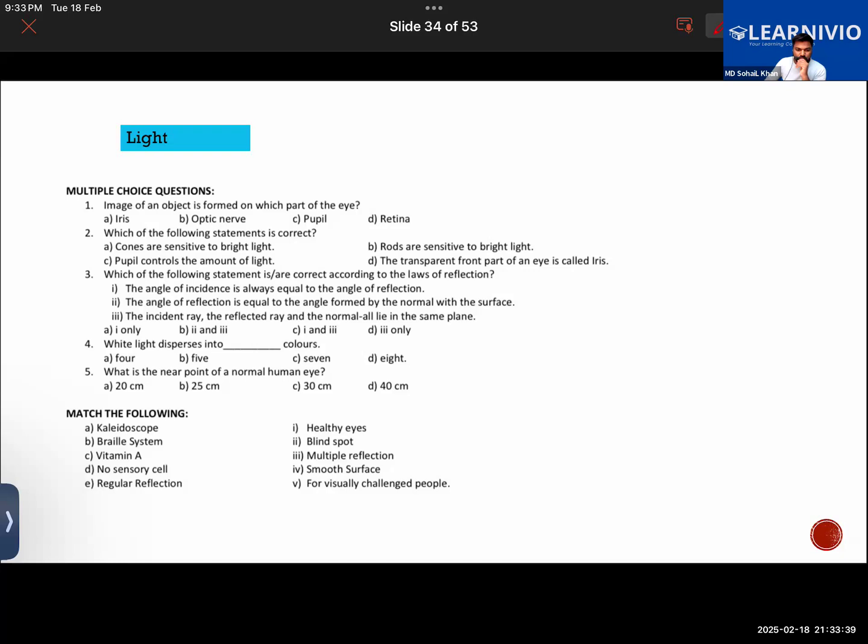So should I start answering? Yeah, of course, you start answering. First one is retina. Good. C. Yes. You sure about this? Go through the options once again. Pupil is merely an opening into the eye. It is not a physical structure. Cones. Cones are sensitive to bright light, A. Good.